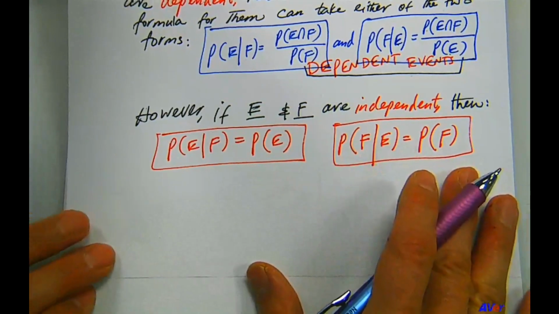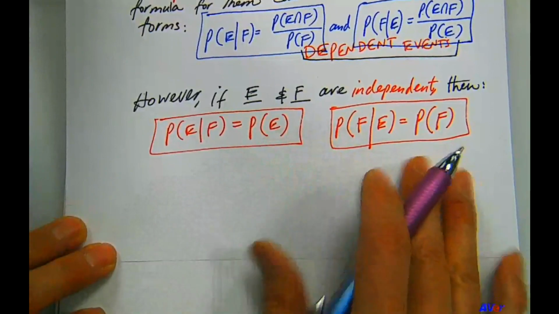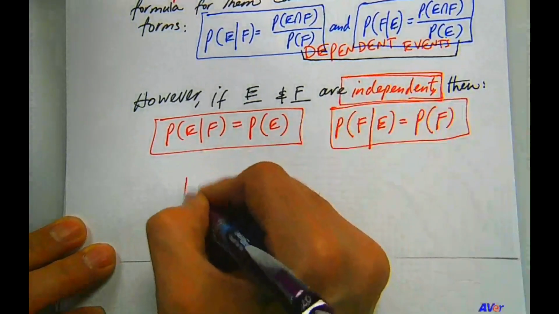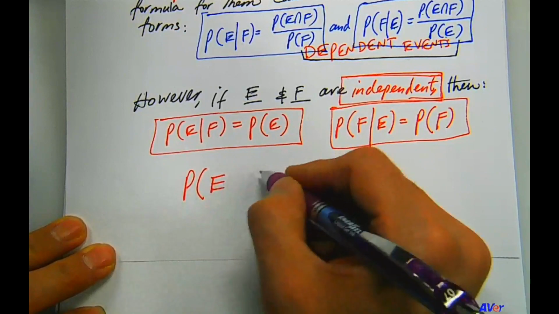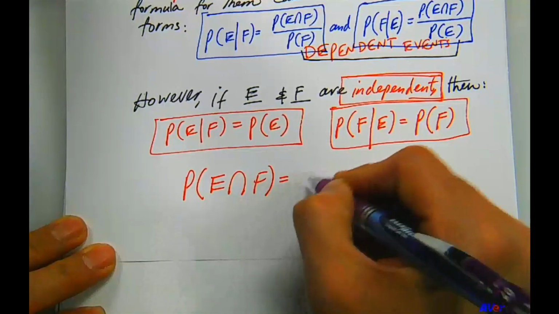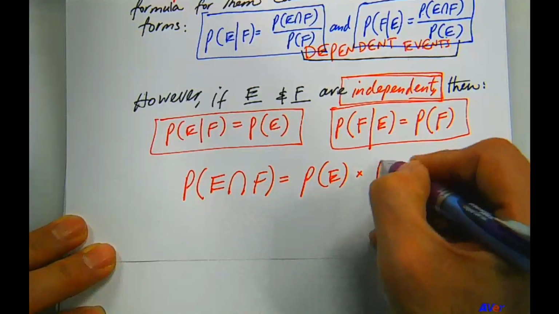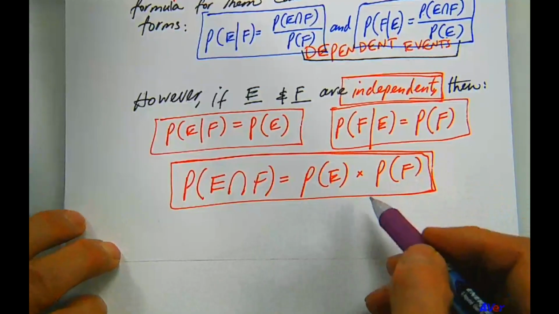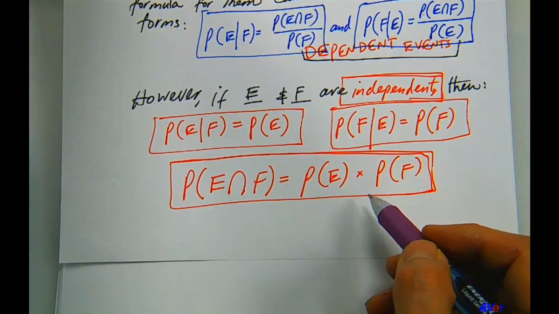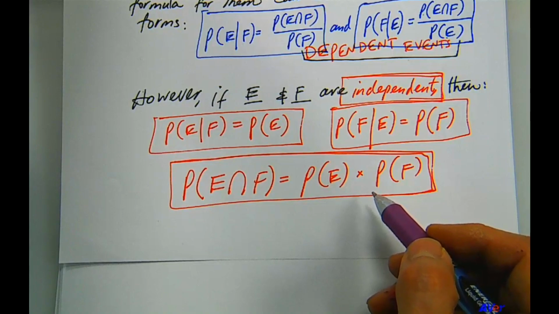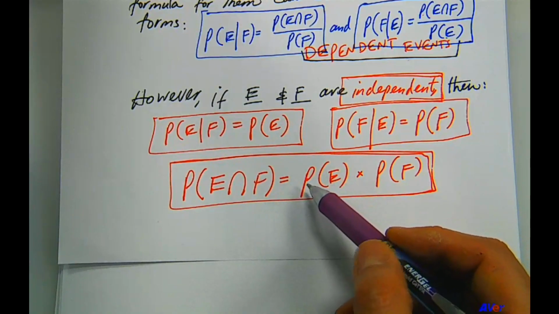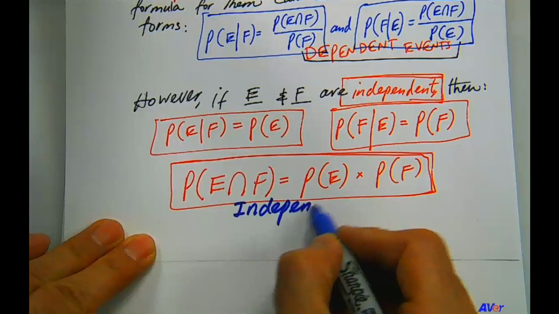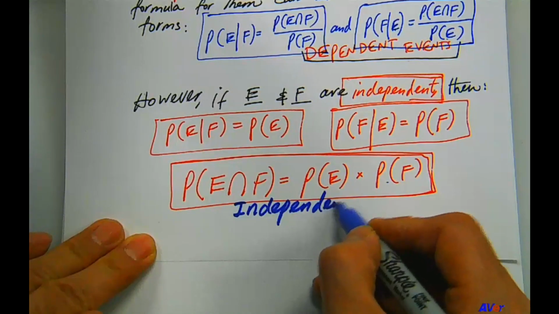These are two of the three most important formulas about independent events. The third one is actually much more important than these two. And that is that if two events are independent, then probability of their intersection, probability of E intersection F, is equal to the product of their individual probabilities. This is an extremely important formula, but people misuse it by using it with dependent events. No, this is for independent events. You can use this formula only if the events are independent.